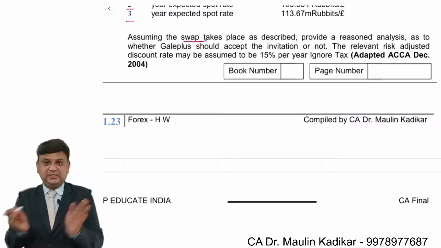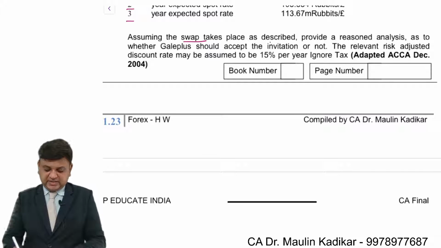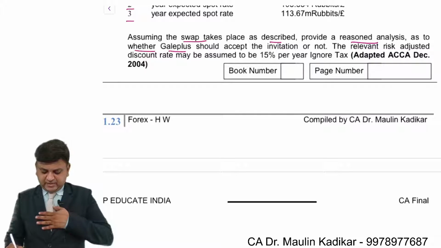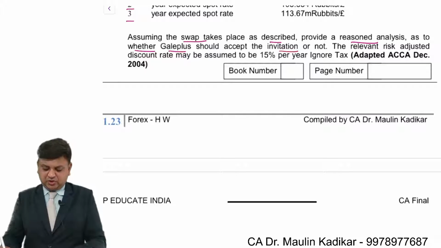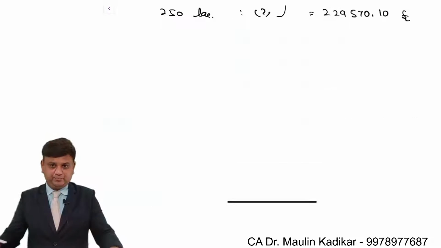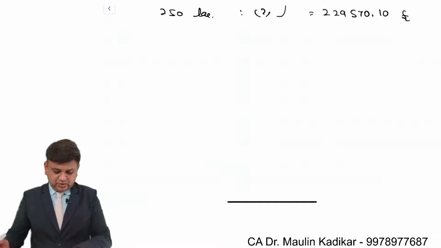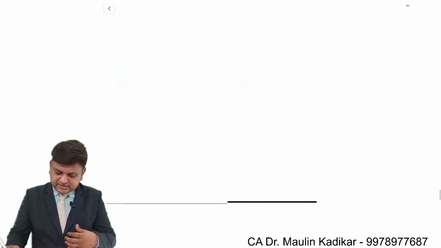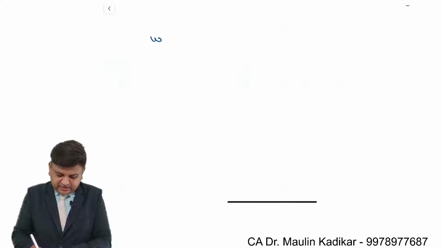Assuming the swap, that is the interchange, takes place as described, provide a reasoned analysis as to whether Gale Plus should accept the invitation or not. The relevant risk adjusted discounting rate is 15%, ignoring income tax. So I am doing the answer. I request you to write the answer along with me.